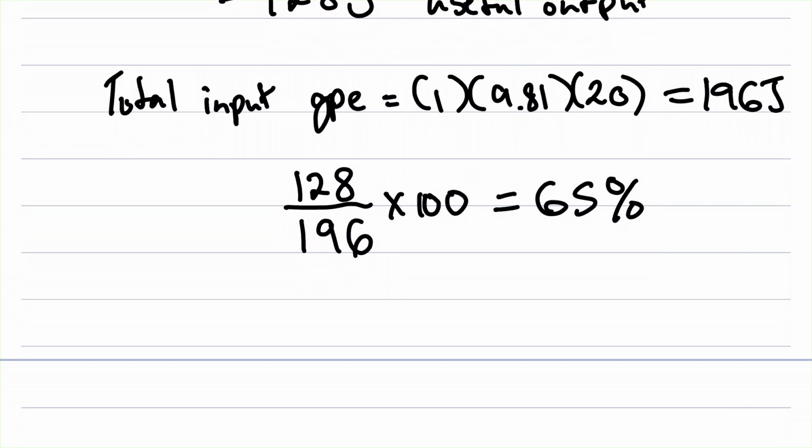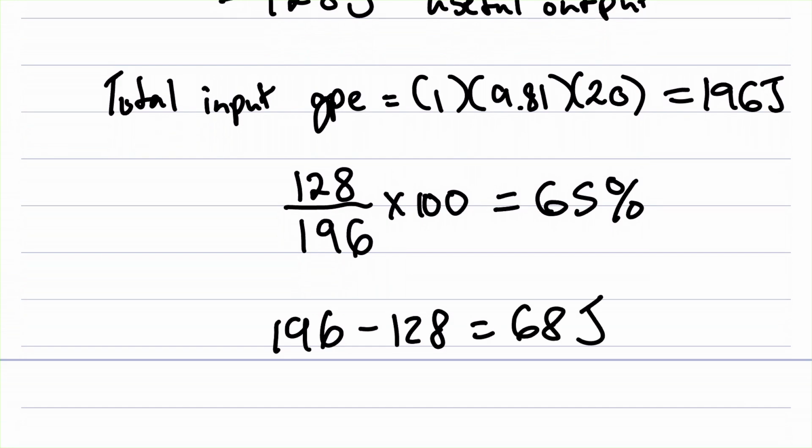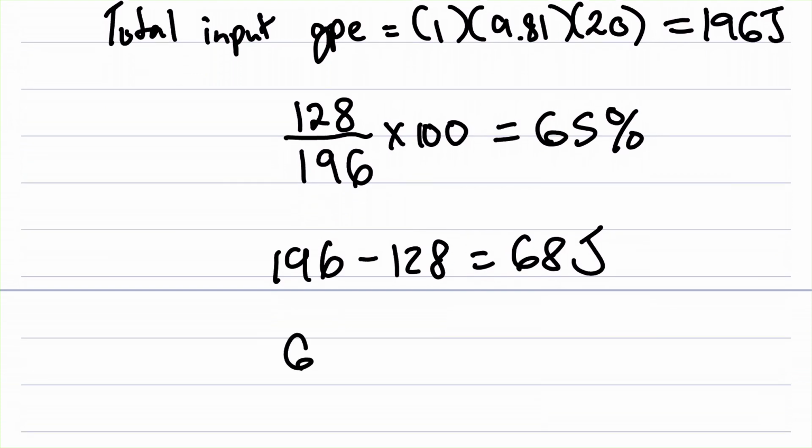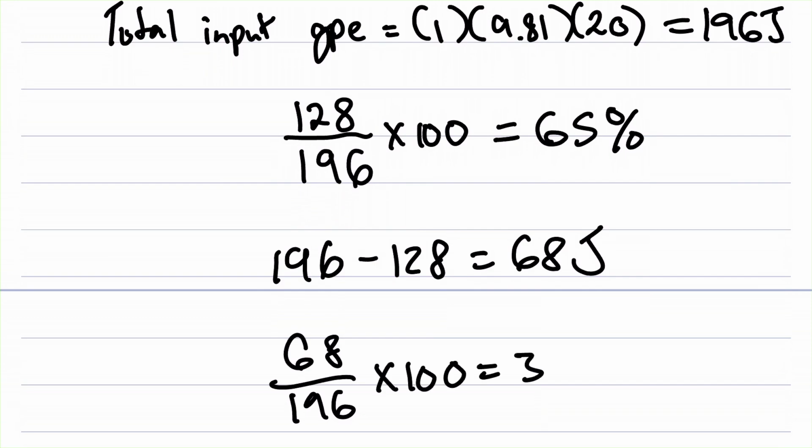But in the question they ask how much energy is lost, or the percentage energy lost. The percentage energy lost is 35, or if we hadn't solved already, we could have taken 196 minus 128, which equals 68 joules. So 68 joules was lost, and therefore 68 over 196 times 100 equals 35%. The energy is not really lost, but turned into a different form of energy that we didn't want. It's not useful energy.